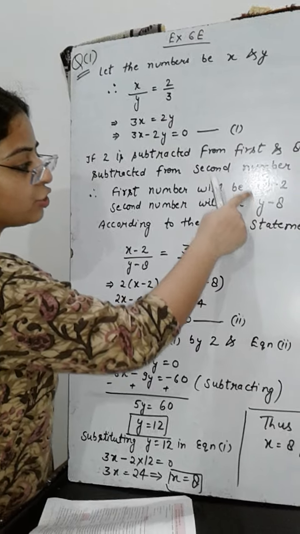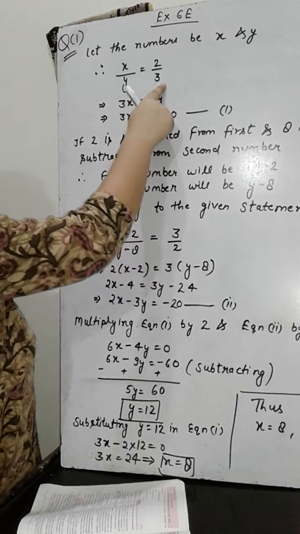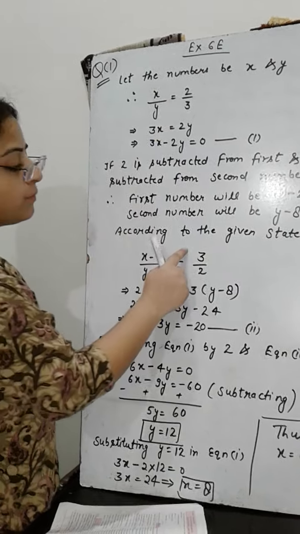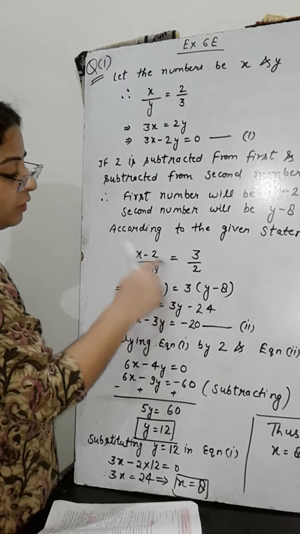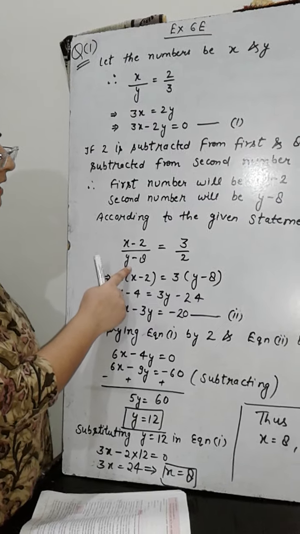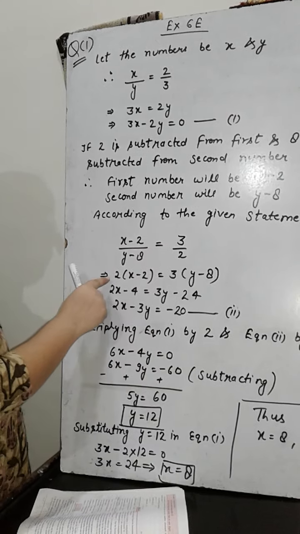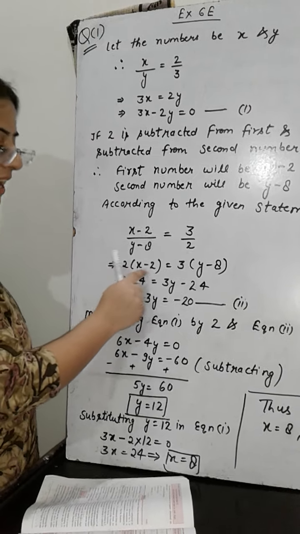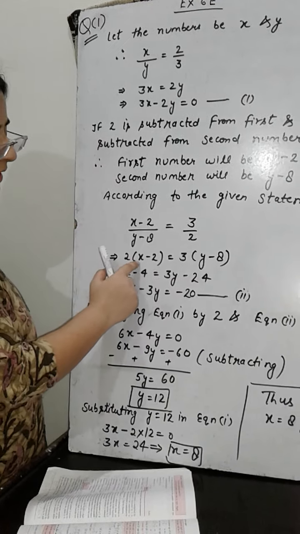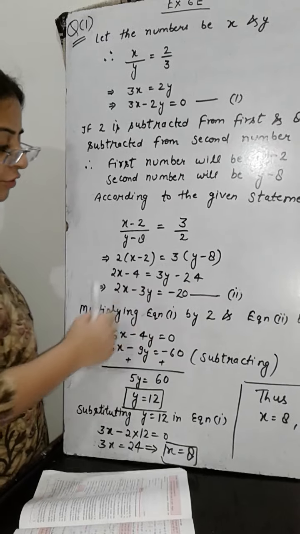Means if now the ratio is taken of these two numbers, it will be equal to the reciprocal of the original ratio. The original ratio was 2/3, and therefore its reciprocal will become 3/2. So according to the given statement, x minus 2 upon y minus 8 is equal to 3/2. Now again on cross multiplying, we get 2 into x minus 2 equals 3 into y minus 8. On multiplying inside, we get 2x minus 4 equals 3y minus 24.